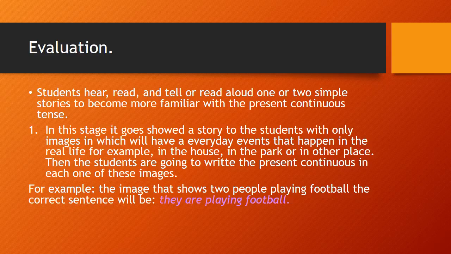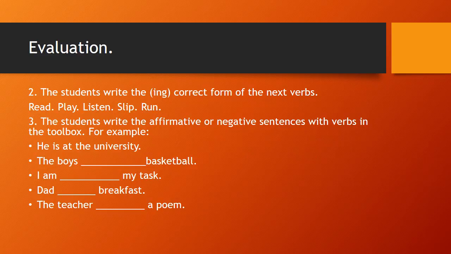For example, the image that shows people playing football. The correct sentence will be: they are playing football. This is another point of the evaluation: the student writes the correct ing verb for the next verbs: read, play, listen, sleep. So we know that the correct verbs are reading, playing, listening, sleeping, running.